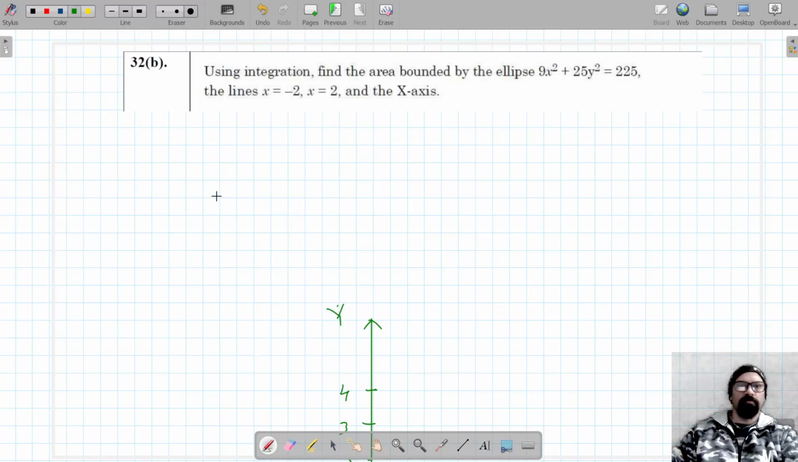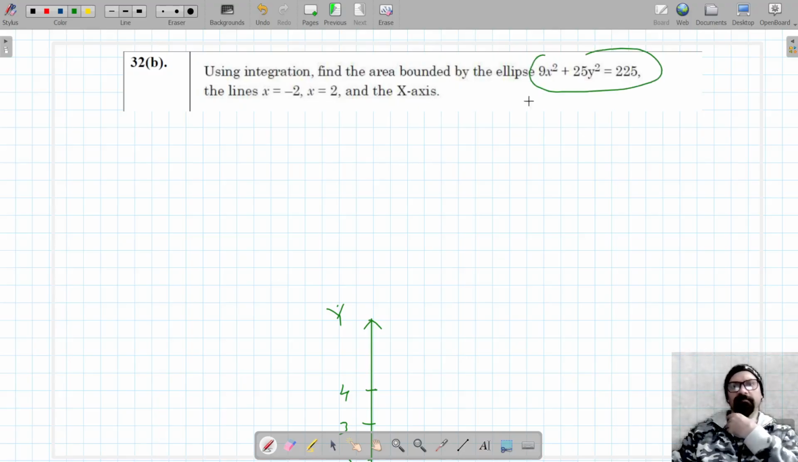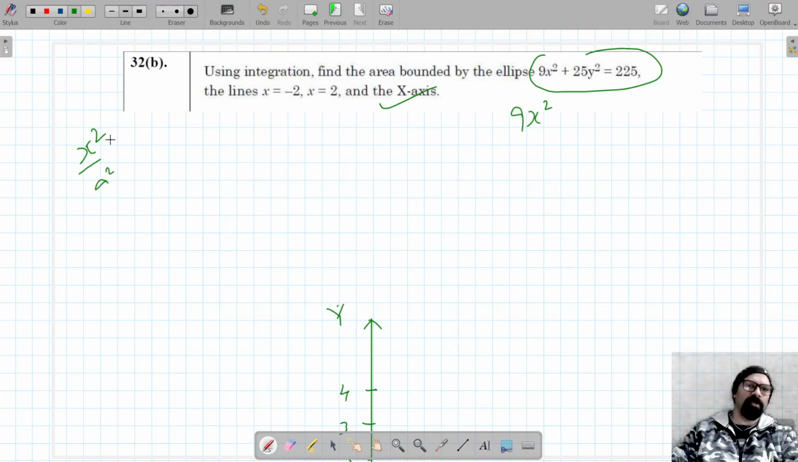Okay, for question number 32, part B, using integration, we have to find the area bounded by the ellipse and the lines x = -2 and x = 2 and the x-axis. But this equation is not in the standard form, and we know that the standard equation of the ellipse is x²/a² + y²/b² = 1.